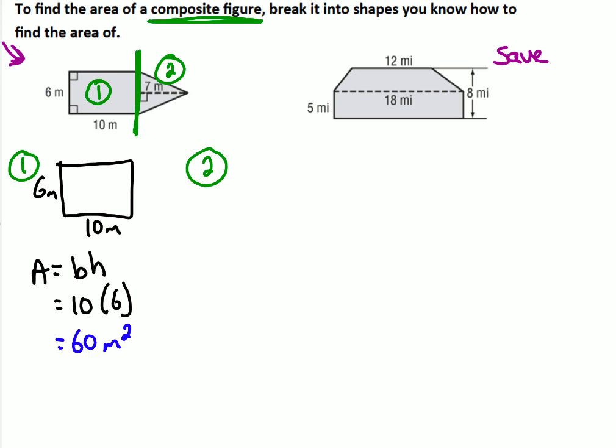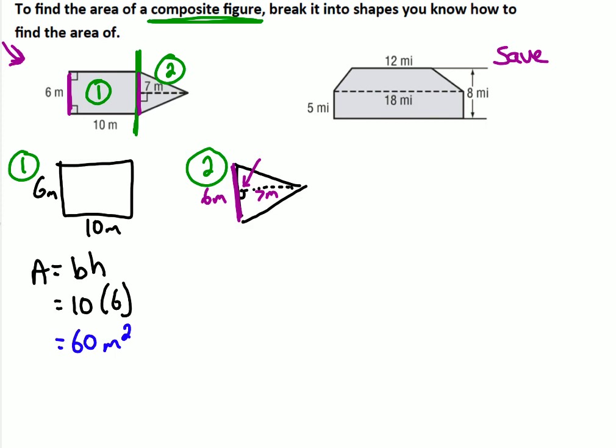Now for the triangle part. You'll notice that each time I do this, I draw out the shape so I can make sure I put the right measurements in the right spots. So on this one, I know that my height is 7 meters, but I need this base. Notice I want the ones that meet at the right angle. Well, this edge here is the same as this edge here, so it's going to be 6 meters.